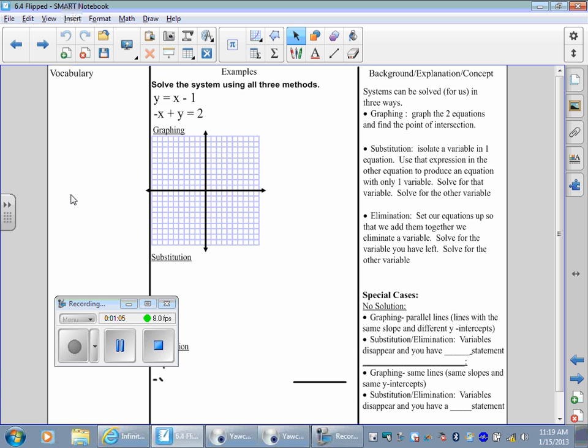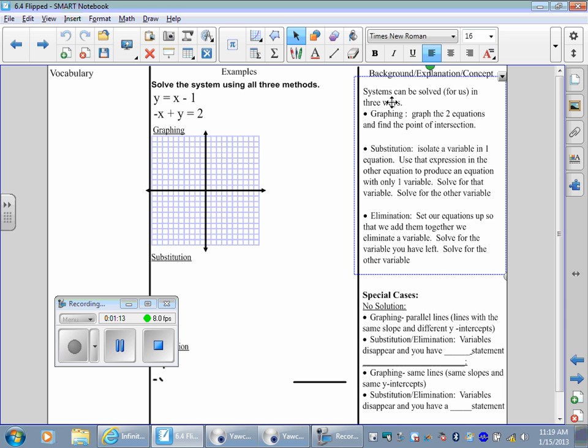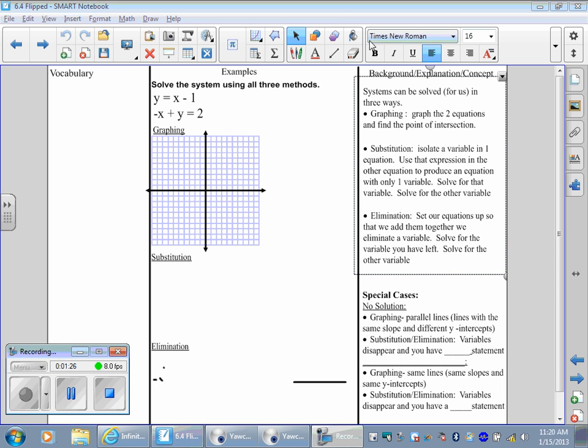But you should be writing down the objective, and we need to get started on this. So let's look at this. Over here on the background section, you will notice that I have a brief summary of the three methods for solving systems we worked on: graphing, substitution, and elimination. All right? And then down here are some notes that we need to fill in. What are these special cases we're talking about today?